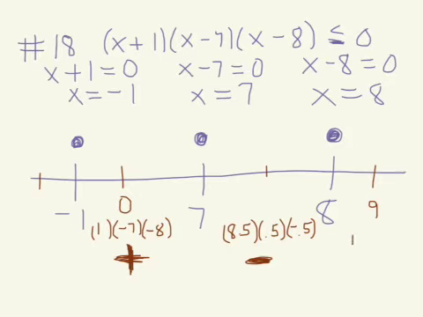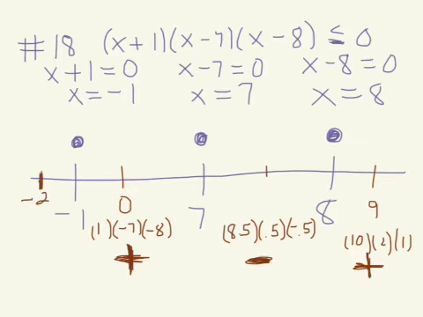So 9 plus 1 will give us 10. 9 minus 7 will give us 2. 9 minus 8 gives us 1. So a positive times a positive times a positive is a positive. And on the left side, I can test the value -2.